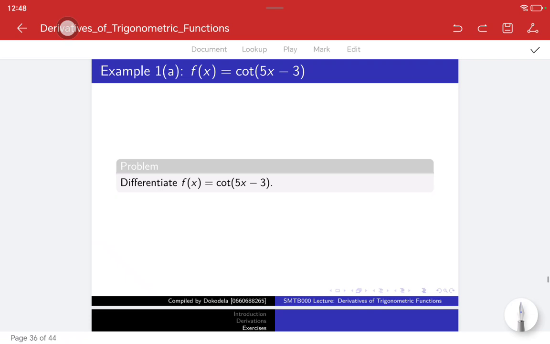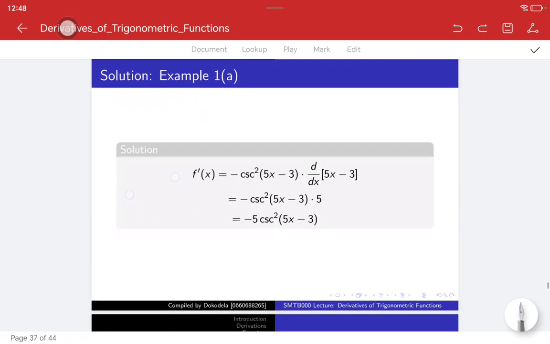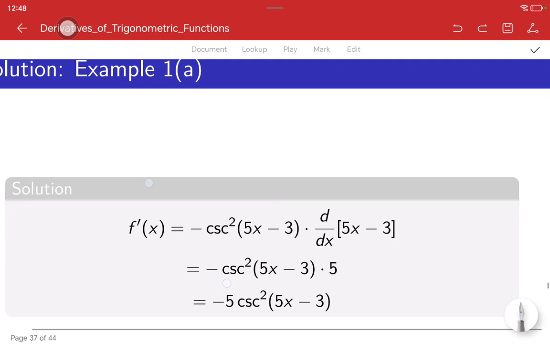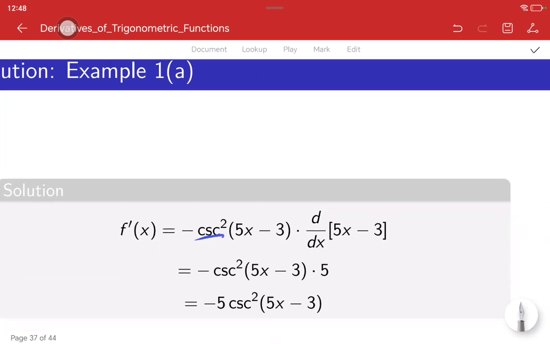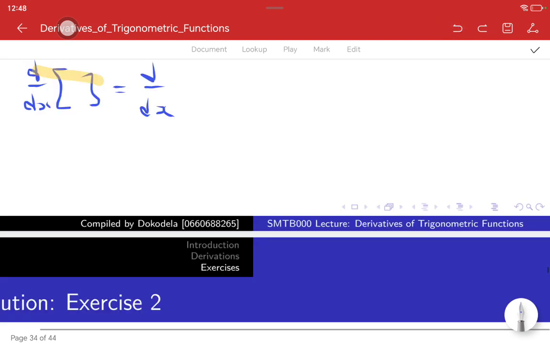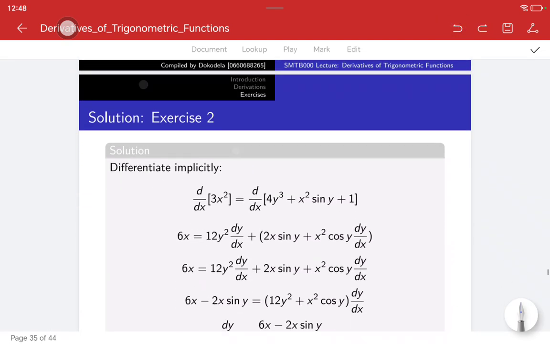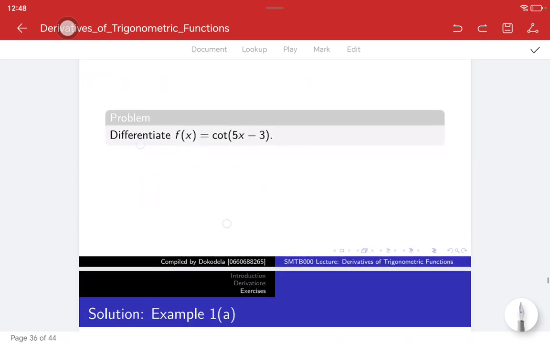Now we have this question. They say we must differentiate f of x equals cot of 5x minus 3. We introduce d over dx on both sides. When we derive cot x, we get minus cosec squared, but here the inside is not x, it's 5x minus 3. So we must multiply by the derivative of the inside, which is 5. The answer here would be minus 5 cosec squared of 5x minus 3. This falls into those questions we were doing before.